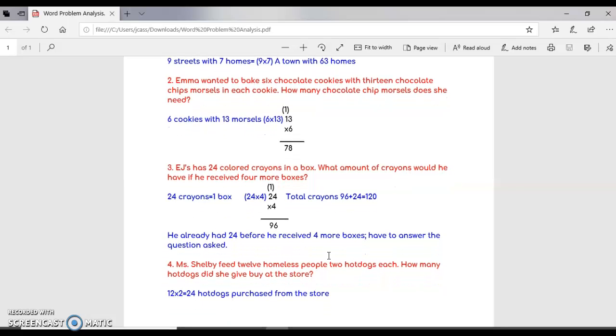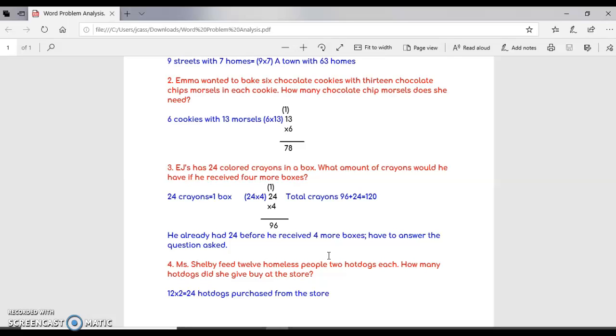My third question: EJ has 24 color crayons in a box. What amount of crayons would he have if he received 4 more boxes? So 1 box of crayons has 24. The question asks what he had if he received 4 more boxes. So I did 24 times 4 because I know there's 24 crayons in a box. It said he would get 4 more boxes. I did 24 times 4.